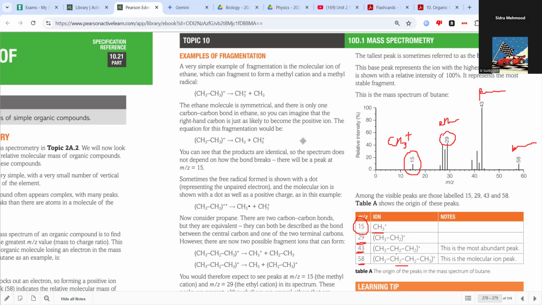This is the molecular ion peak. This is the most abundant peak over here. So all these peaks are actually by the ions. That's why we are calling them the molecular ion peak and peaks, not the radical. The radicals you can say are suppressed. These are not shown up.